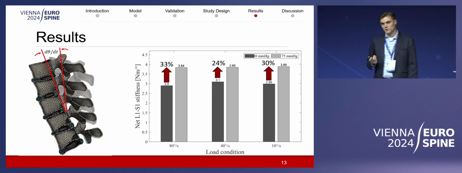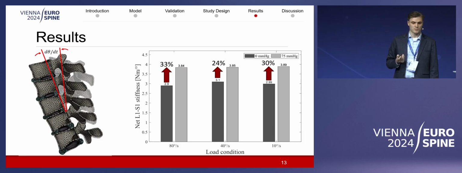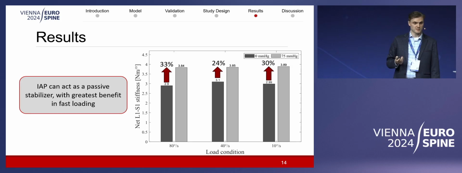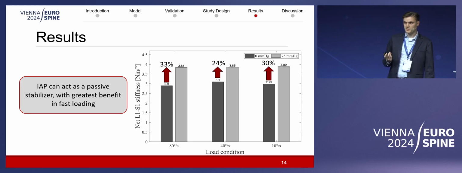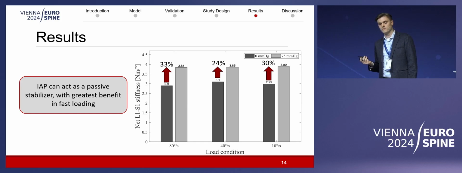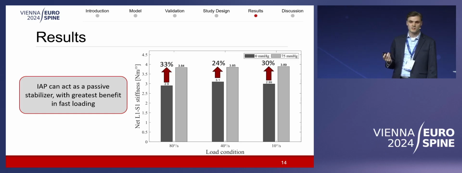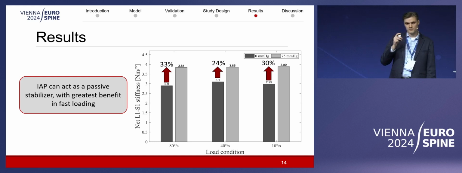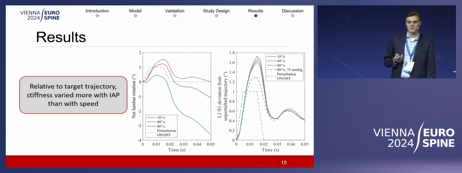The effect was similar at all the load rates, though we do see the largest gain from IAP of 33% at fast velocity. And this is meaningful since we know that forces on the spine are greatest in fast lifting, and we show here that the intrinsic stability potential from IAP is maximized. Essentially, IAP can create passive stability when displacement limiting is most needed.